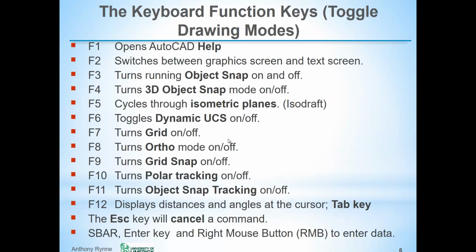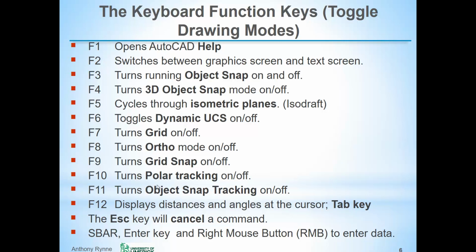I recommend that you learn the function keys that you see here on this slide. These function keys toggle settings on and off, and I recommend that you use your left hand to toggle these on and off because it's quicker. Now you can practice these in your own time, and we'll be demonstrating these when we use AutoCAD. So these are all toggles, like F7 will turn your grid on and off, F8 ortho mode, F9 will turn your snap on and off, and so on.